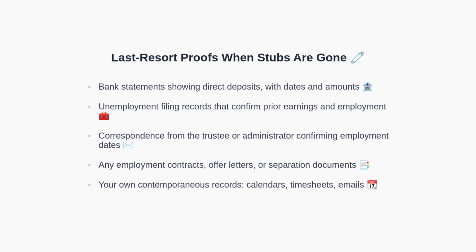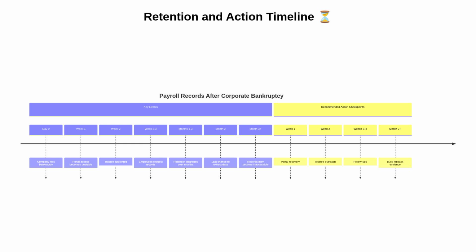Offer letters, separation documents, calendars, timesheets, and relevant emails. The goal is to recreate a credible, chronological record that supports your income claims. This timeline illustrates how access degrades over time.